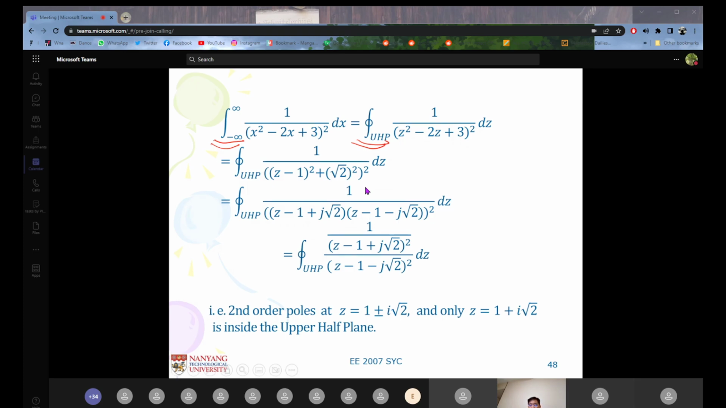Okay. I do this kind of reorganization because this is the only one that represents the singular points in the upper half plane.